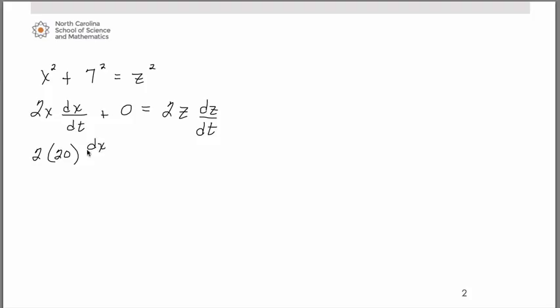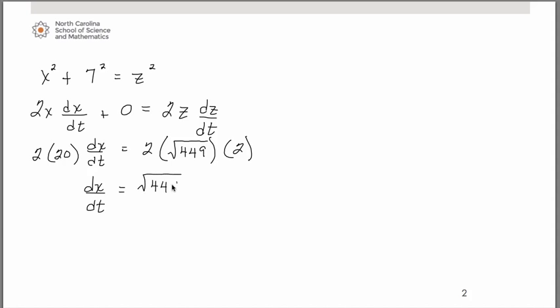dx/dt is that which we're trying to find. Remember, we figured out z at that point in time to be the square root of 449. And dz/dt we know at that point is 2. So if we go ahead and solve for dx/dt, that gives us square root of 449 over 10. We could express that as a decimal if you wish. So that is approximately 2.119.